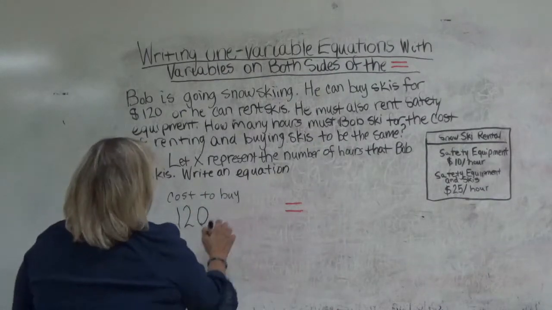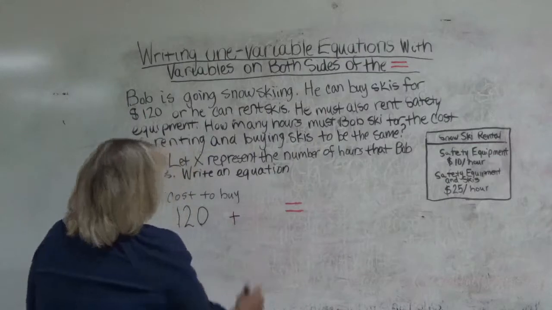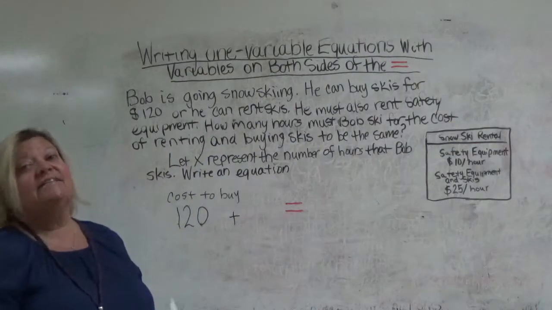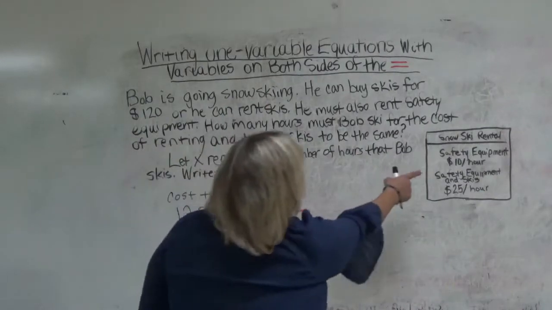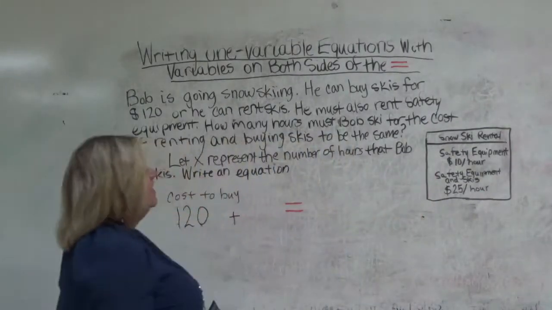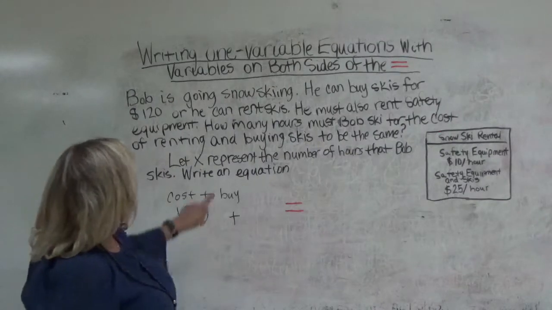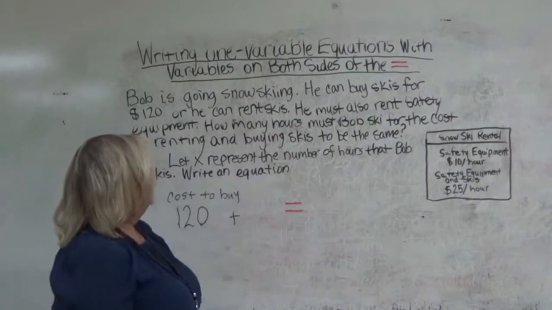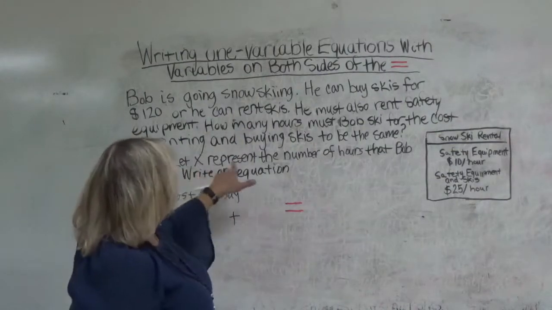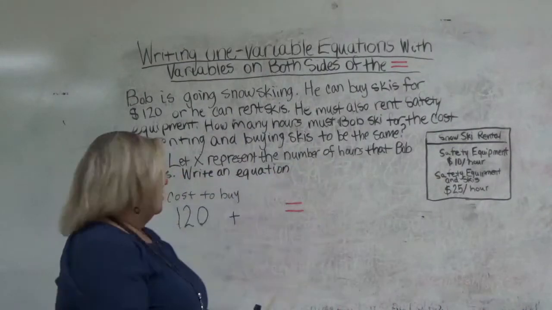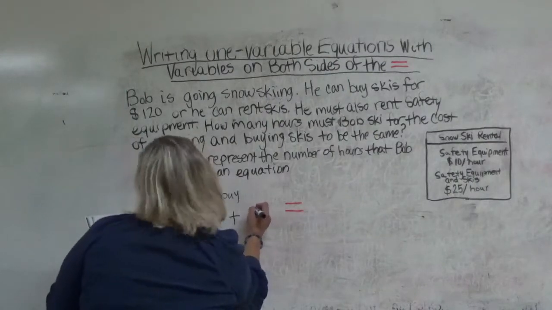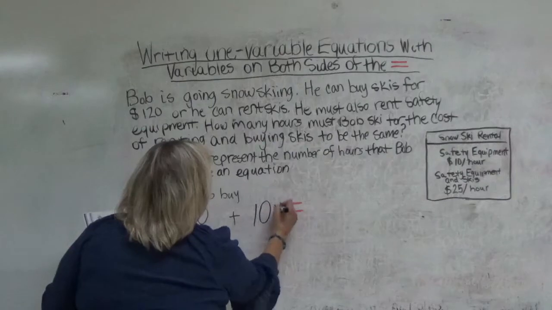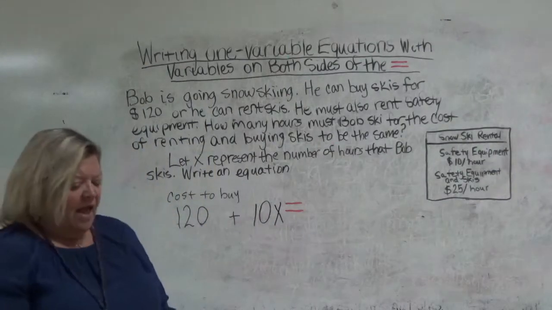And then we have plus, what did they say he needs to do as well? He needs to rent safety equipment. And safety equipment is $10 an hour. Well, we already know we're looking for the answer. Our X is going to be how many hours? Let X represent the number of hours. So we're going to say $10 times X, the number of hours.